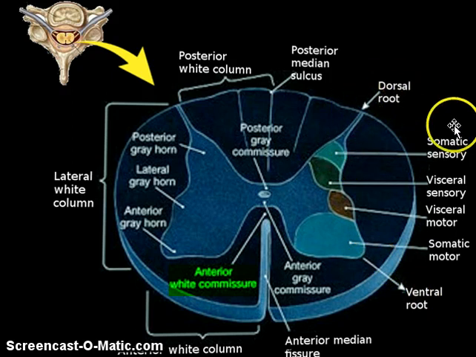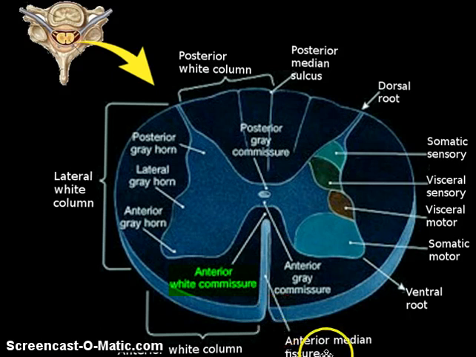Now when this dorsal root and this ventral root join together, they will form the first order neuron for any of the ascending tracts. That we will study later on in this lecture itself. Up till here I guess it is clear. This entire portion is known as the posterior white column, and this entire portion is known as the anterior white column.